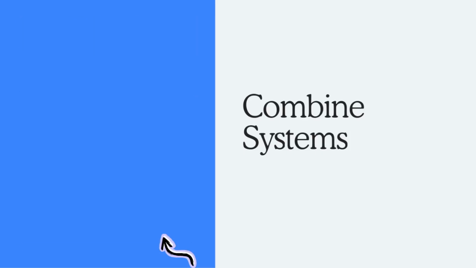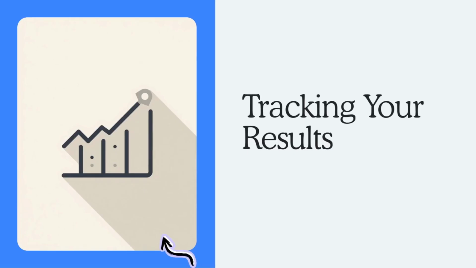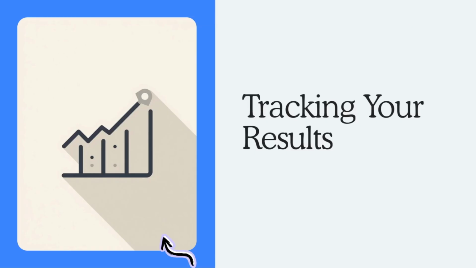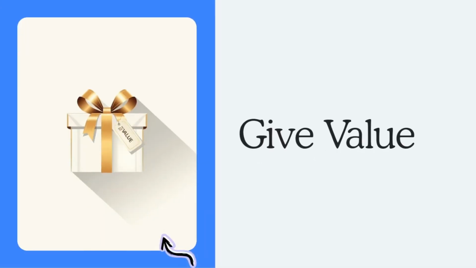Another tip is tracking your results. Even automated systems need monitoring. Check which forms or pages are giving you the most leads, which emails get opened, and which messages lead to conversions. Tools like HubSpot or Go High Level provide analytics and dashboards so you can see what works and make improvements. Finally, always give value to your leads.